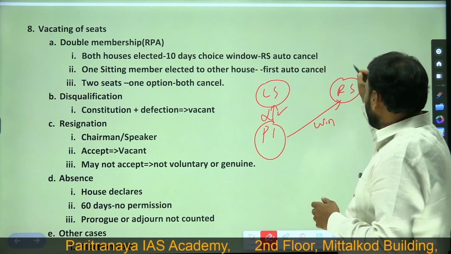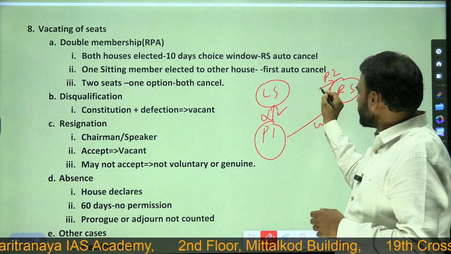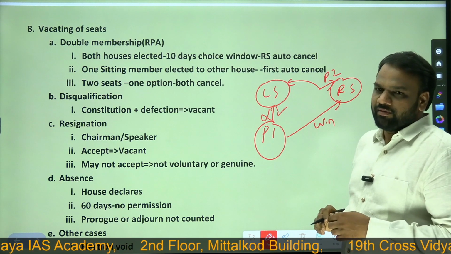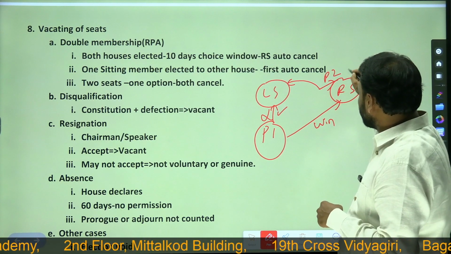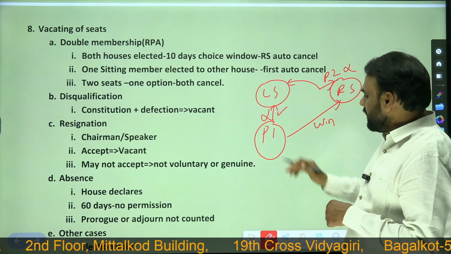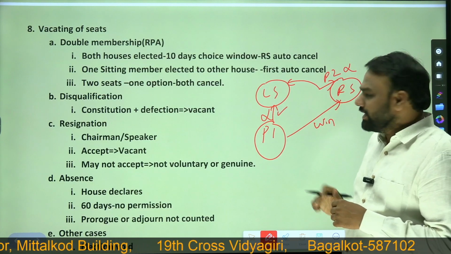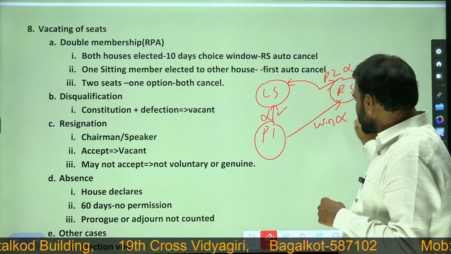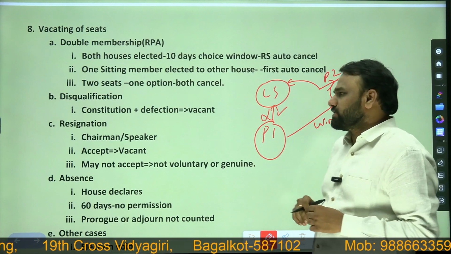Vice versa. Let us assume person P2 is already a member of Rajya Sabha, but he also contests the election of Lok Sabha and wins. At this moment, automatically his Rajya Sabha membership will get cancelled. Suppose person 1, who is a Lok Sabha member, contests for a Rajya Sabha seat and does not win, then he will retain the Lok Sabha seat.